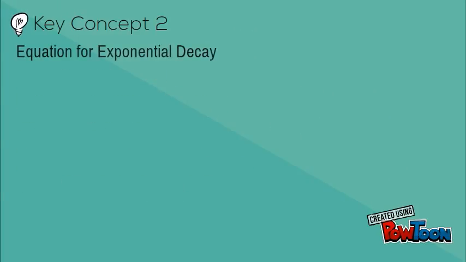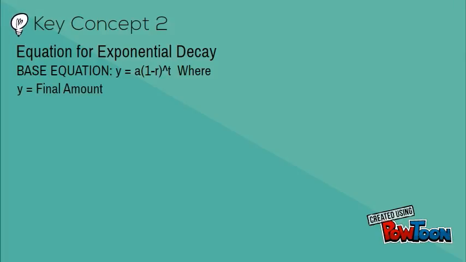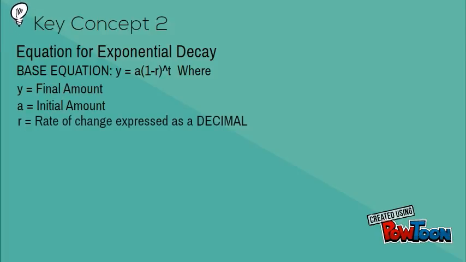Key concept number 2. Equation for exponential decay. Base equation. Y equals a times the difference of 1 and r to the t, where y is the final amount, a is the initial amount, r is the rate of change expressed as a decimal, and t is time.